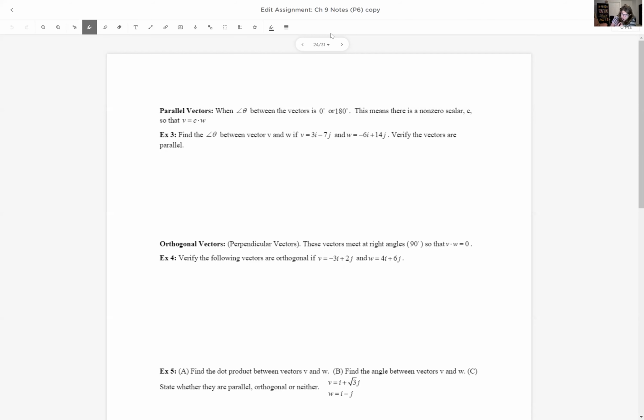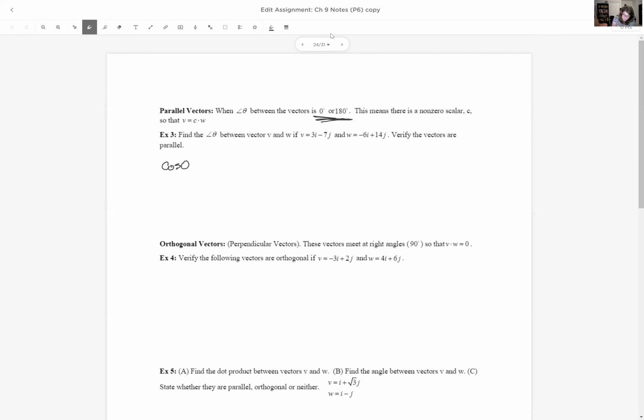So we're going to find the angle between the vectors v and w, given v is 3i minus 7j and w is negative 6i plus 14j. Verify that the vectors are parallel. How are these vectors going to be parallel? They're going to have an angle between them of 0 or 180. So if you want to try to do this on your own for a second, use that formula from the previous page. Press pause, see if you can do this. I'm going to get my work started soon.